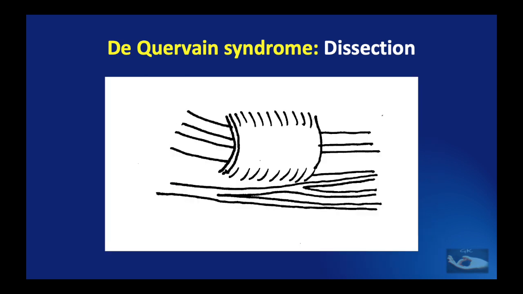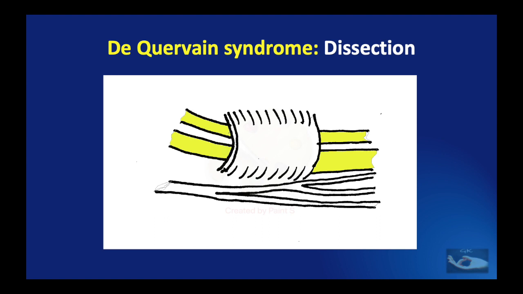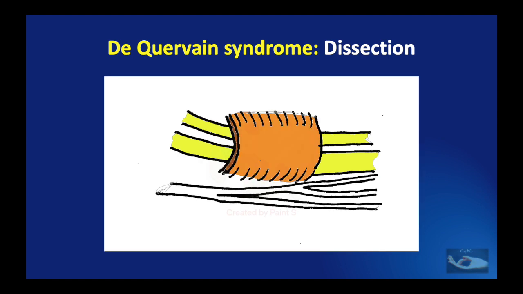On exposure, we will see the structures in this fashion. The EPB and APL tendons entering the first dorsal compartment. In the exposure that we have made, we may not be able to see the tendons immediately. We will only make out the surface of the first dorsal compartment. The superficial branch of the radial nerve will be seen slightly volar to this dissection.